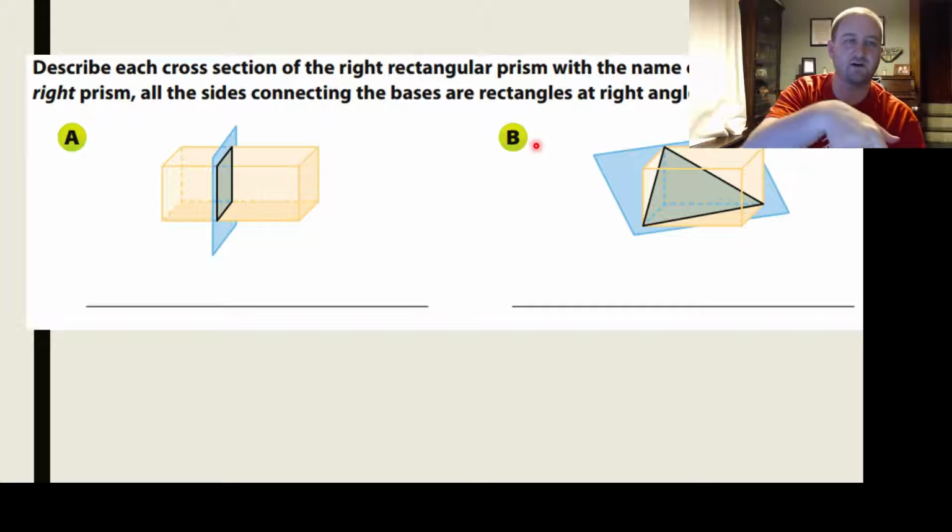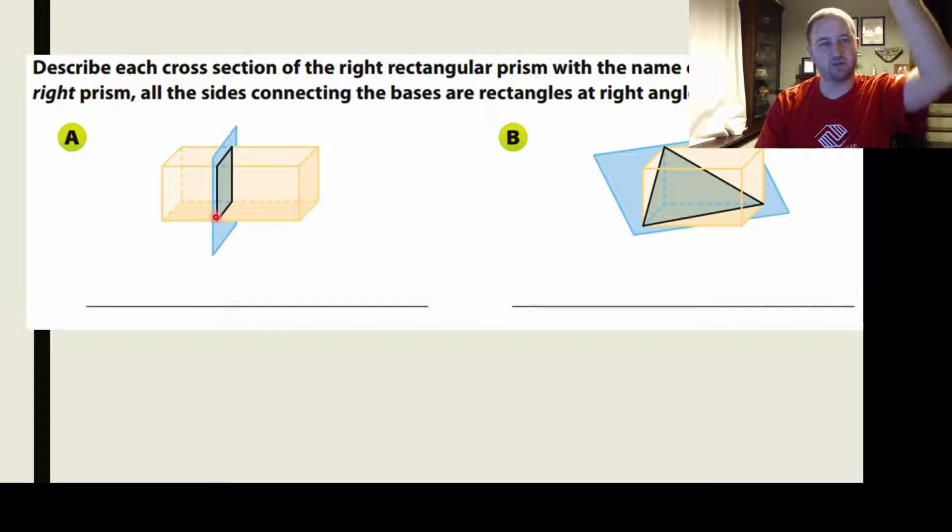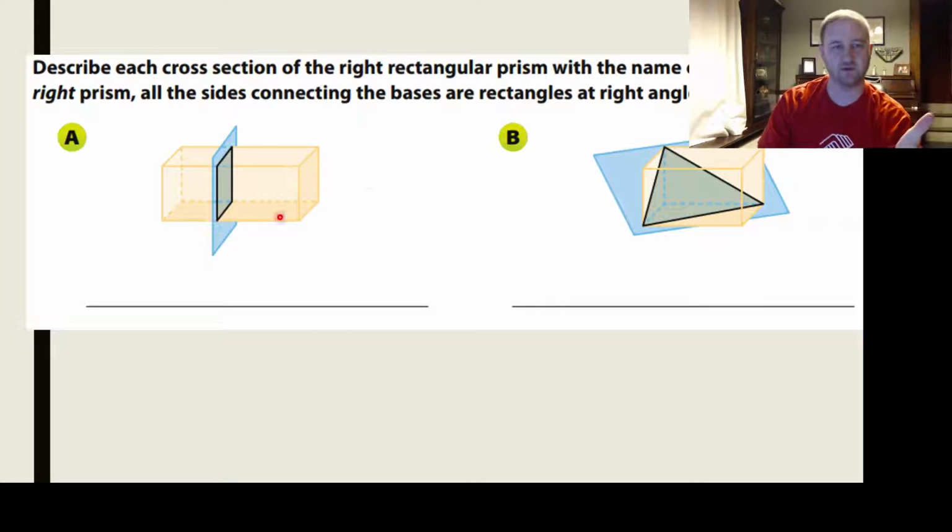So think to yourself, first let's start with A. Okay, so this is a right rectangular prism, mind you, not a right square prism, it's a right rectangular prism. Think to yourself, what is the shape of this cross-section right here? Okay, well look at this. This cross-section is just going perpendicular, straight up and down through this. Since it's a right rectangular prism, rectangular is the key word here, that means the cross-section is going to be a rectangle.